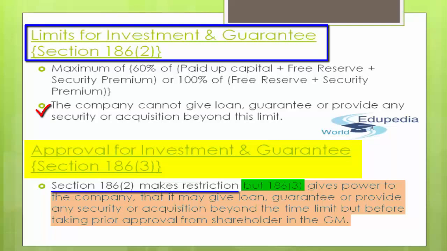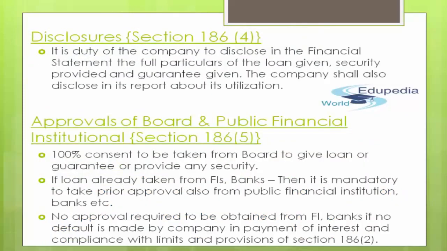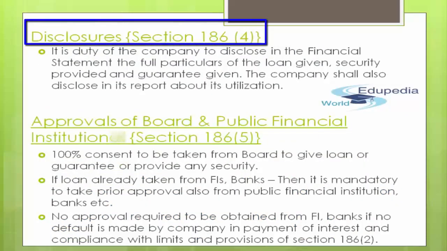I hope you guys got complete clarity as to what the limits are, and that if you take the approval from shareholders in the general meeting, that limit can be crossed as well. Perfect, guys. Let's move to the next slide, and that will be about the disclosures.